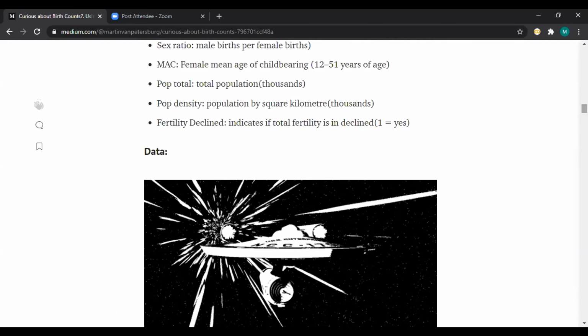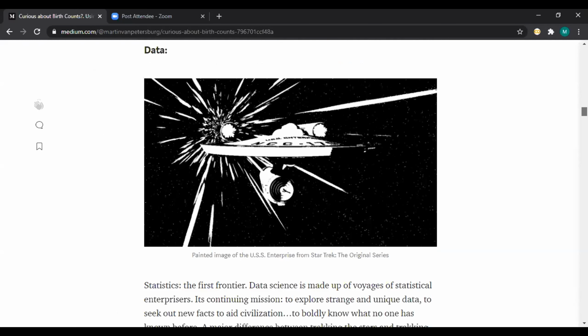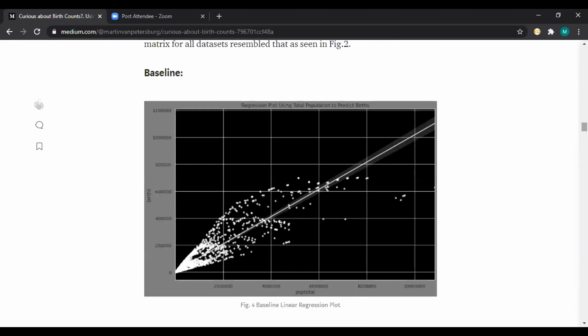So there's a lot of Star Trek references. I love Star Trek. But I do make a comparison between machine learning and how the process works a bit like space exploration. So it wasn't completely random.